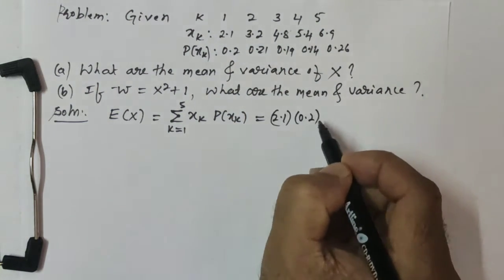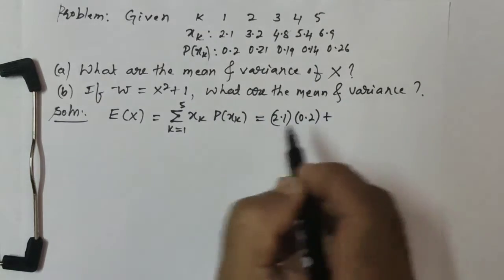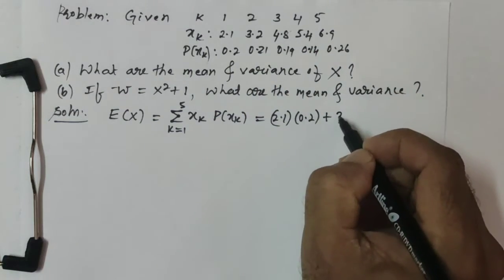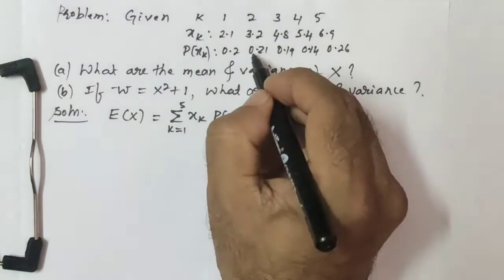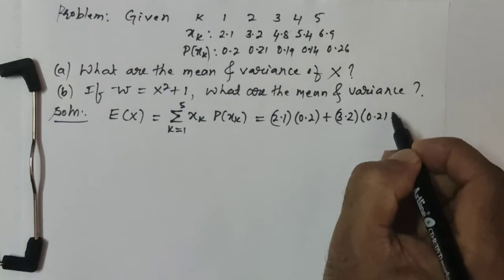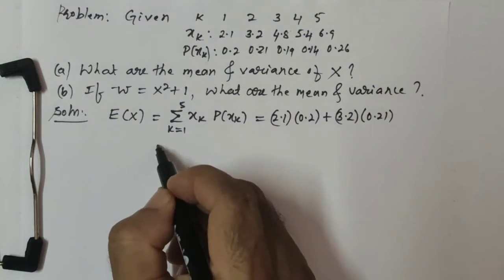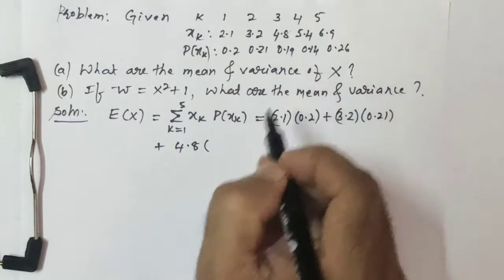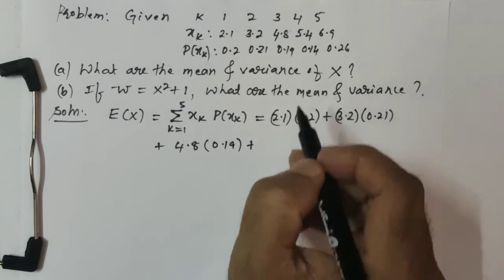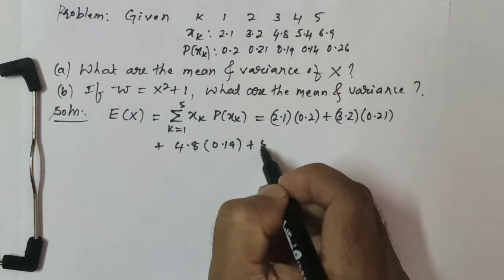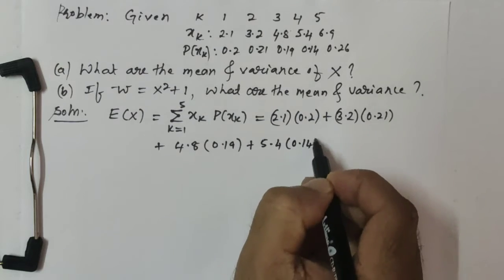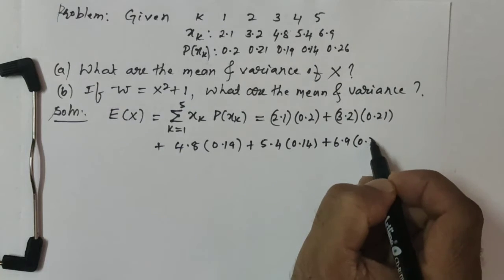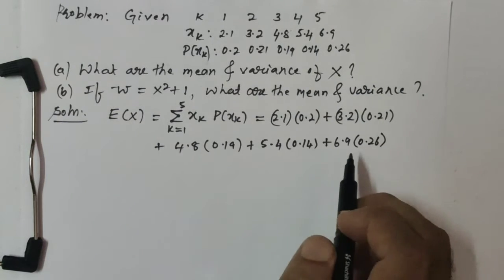Then since we have the summation, plus, for k equal to 2 we have 3.2 into 0.21. Similarly, plus 4.8 into 0.19, plus 5.4 into 0.14, plus 6.9 into 0.26. So this is the way we need to find the expected value of x.